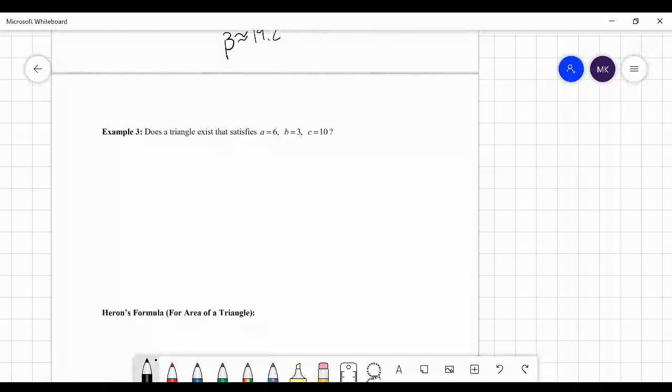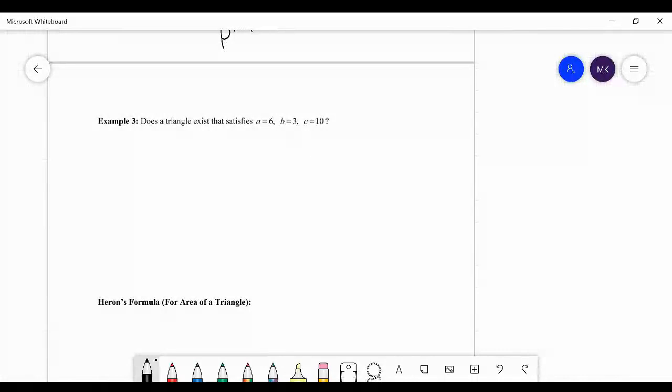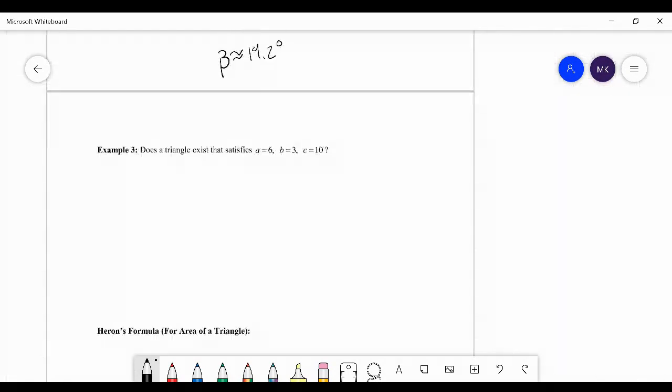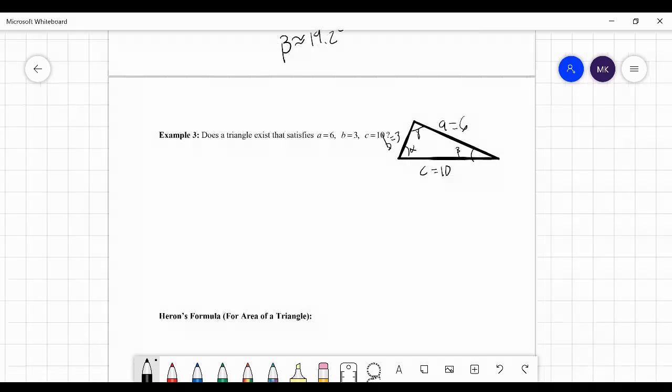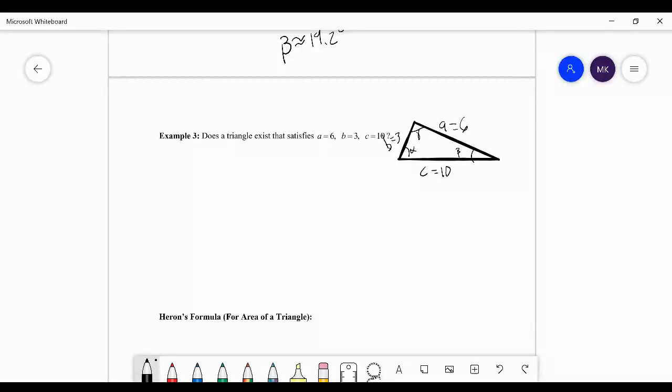So now let's look at this one. Does a triangle exist that satisfies a equals 6, b equals 3, c equals 10? Okay. Does this exist? So let's draw some triangle. Say b equals 3, a equals 6, c equals 10. So we've got our alpha, gamma, beta. Again, remember I said I like to find the angle opposite the longest side first.